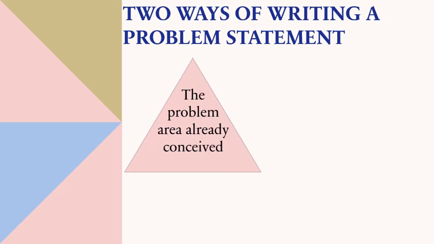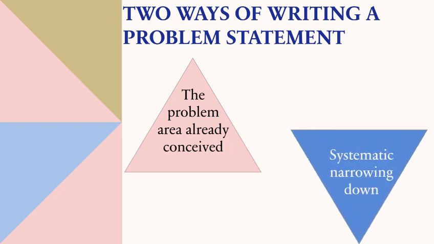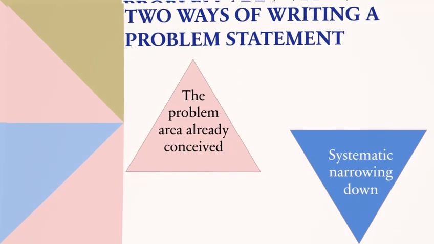So in one instance is where the problem already is conceived, and the second instance is where the problem is not conceived but needs to be conceived, articulated, and refined in form of a problem statement through what we call systematic narrowing down. So let me start with the problem area already conceived.